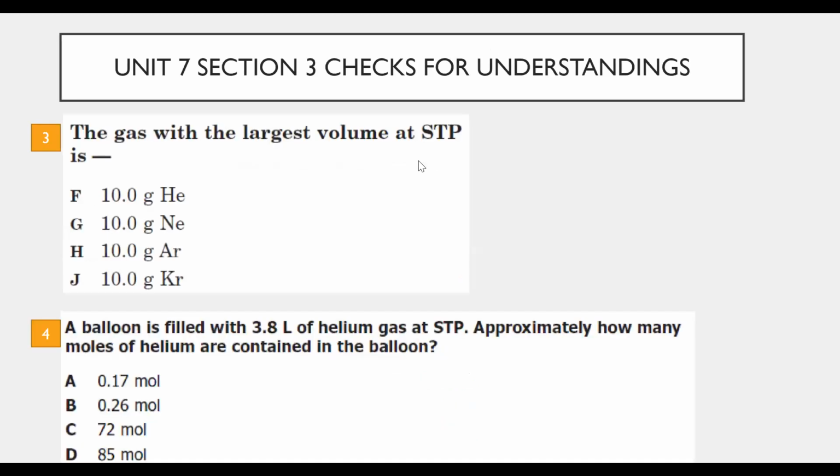Number 3. All right, this one we got to do 4 calculations. The gas with the largest volume at STP is. All right, we got to figure the molar masses of each first. So we're just going to do this right here next to each one. I'm going to squeeze them in. Molar masses.